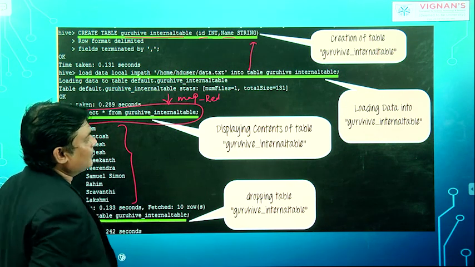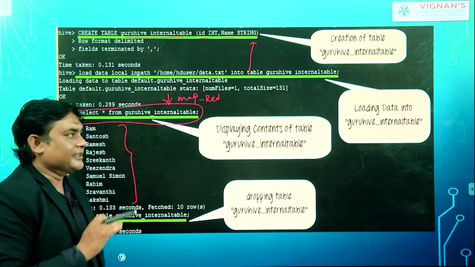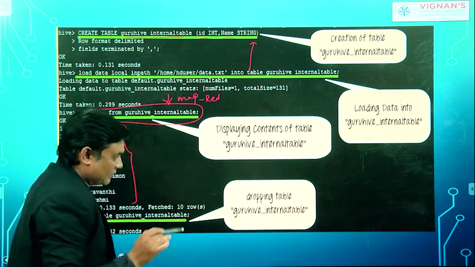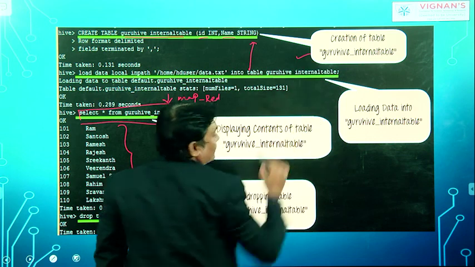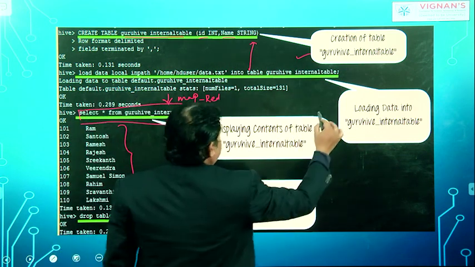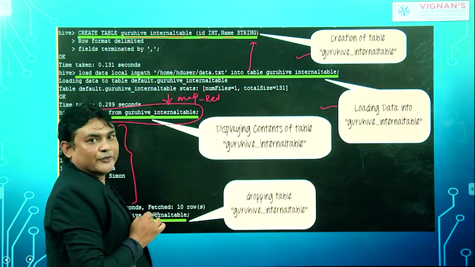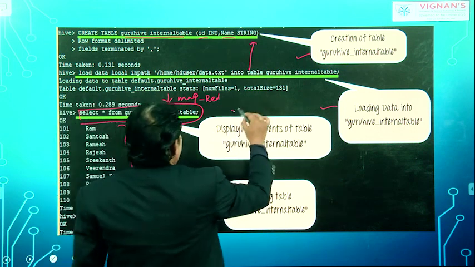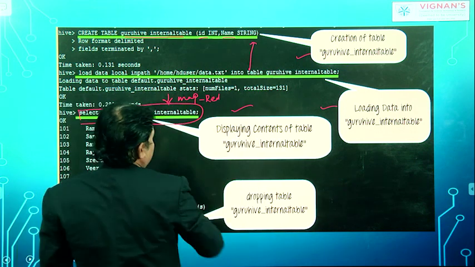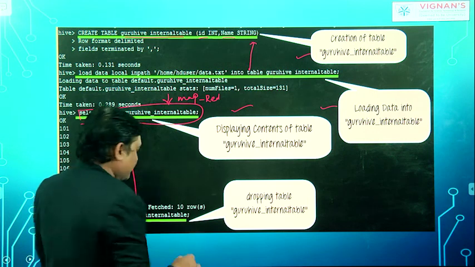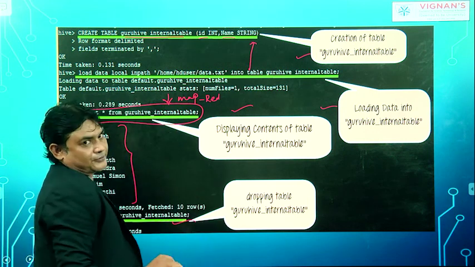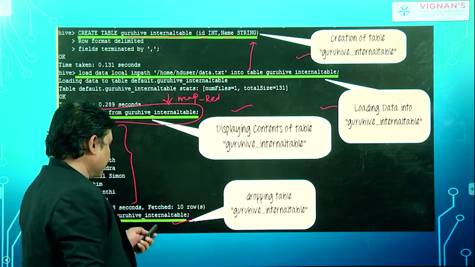So this is what table? It is called the internal table. So first you are creating the table. First you are going to create a table, right? Second, what you are doing? You are going to load the table. You are loading the table, and if you want to display the content, we have to use these queries to display the content, and if you want to drop the tables, you have to use this query to drop the tables. So this is called the internal table.